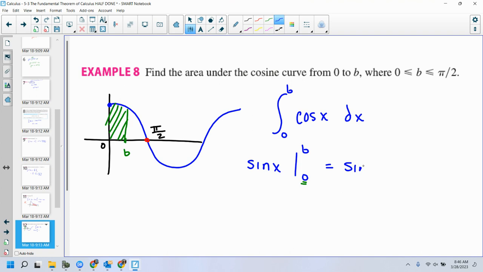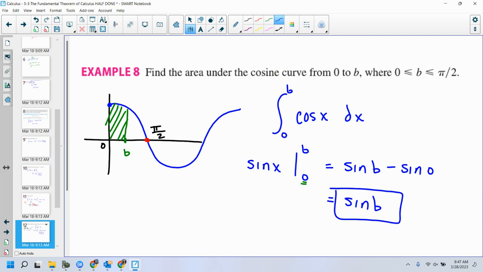Let's see. Sine b minus sine 0. What is sine at 0? What's the y value at angle 0? 0. Right. So this actually turns out to be sine b. And that's fully reduced, right?